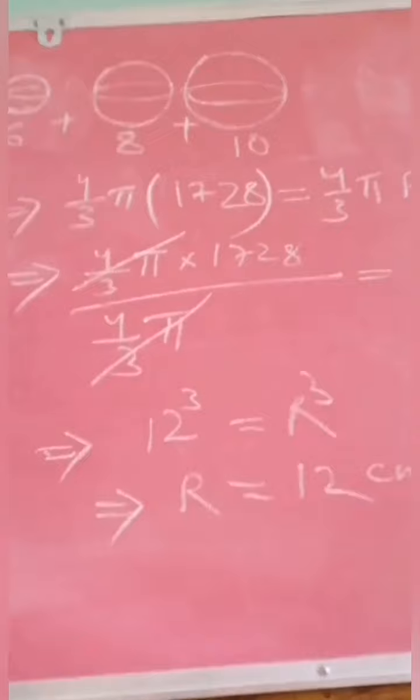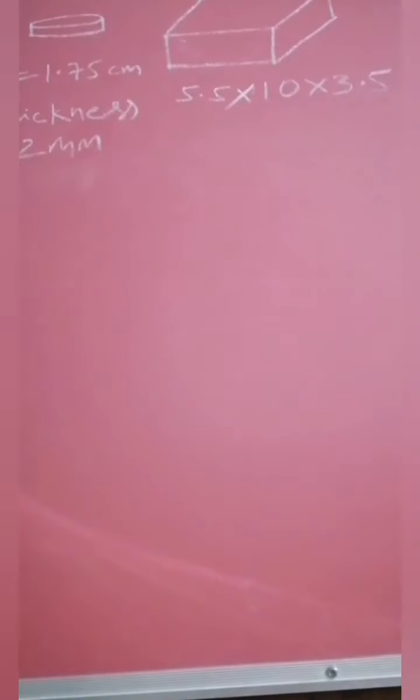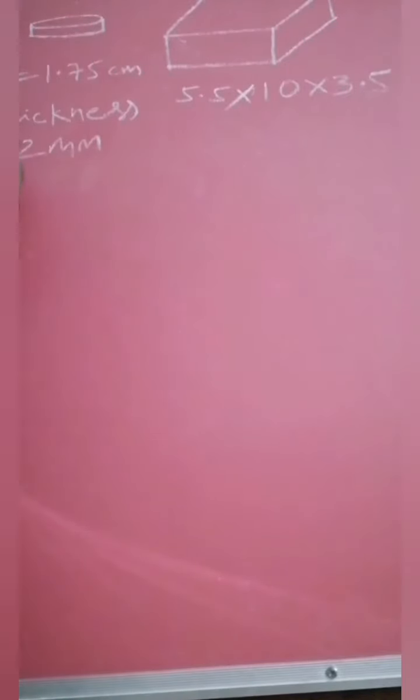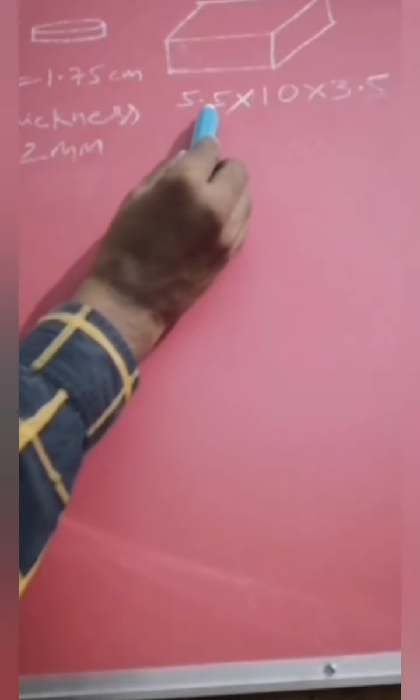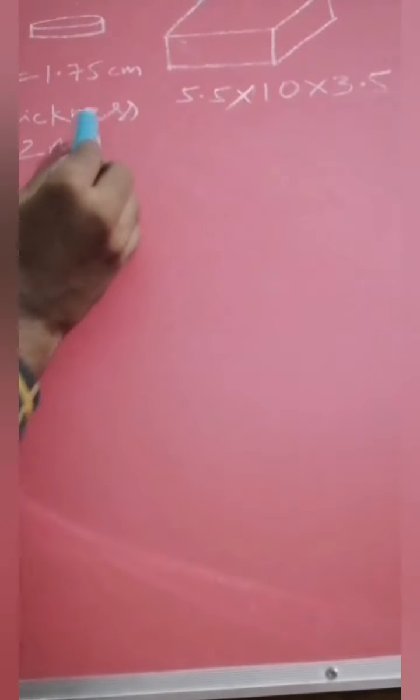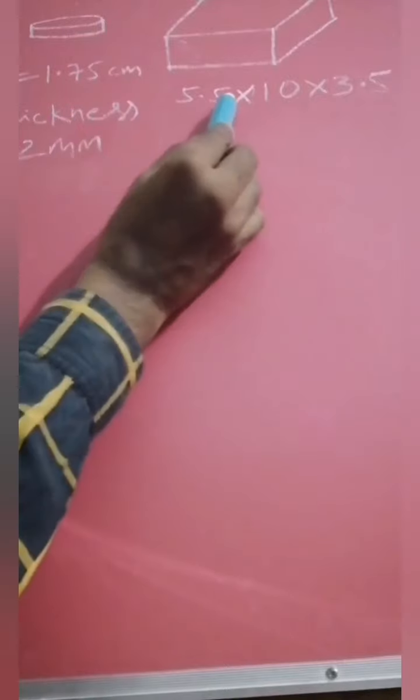Okay, let us have another question. The next question: a silver coin whose diameter is 1.75 cm and thickness is 2 mm. Such coins are melted to make a cuboid whose dimensions are 5.5 cm by 10 cm by 3.5 cm. Now, the question is how many such coins are needed to make the cuboid?